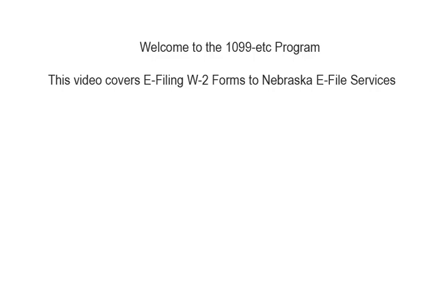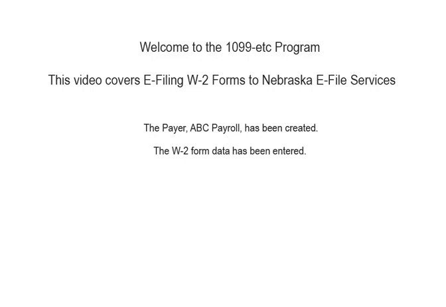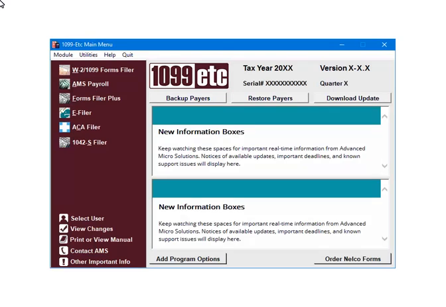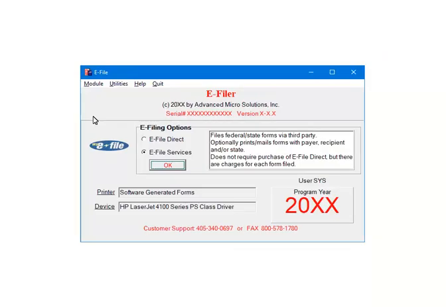This tutorial covers e-filing the W-2 forms to Nebraska using e-file services. To begin, the pair ABC payroll has been created, and the W-2 form data has been entered. This is the main menu. To continue, select e-filer. This is the e-filer menu. Select e-file services. Now click OK.